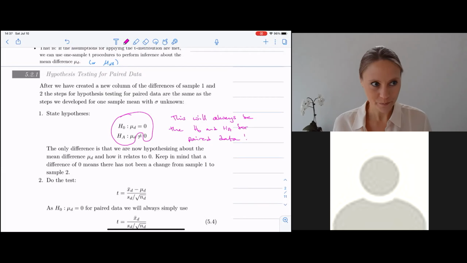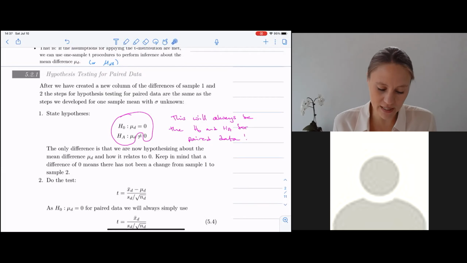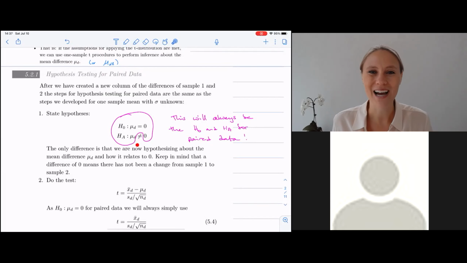And so with the exception of the sign, and the sign can be a little bit tricky. We already kind of touched on that, right? With test 1 minus test 2, well, if test 2 was higher, you would end up with a negative number. So then if you wanted to know if there's an increase, you would say, is the mean difference less than 0 in that case? Whereas if you calculated test 2 minus test 1, then an increase would be positive. So then your alternative would be mu d is greater than 0.